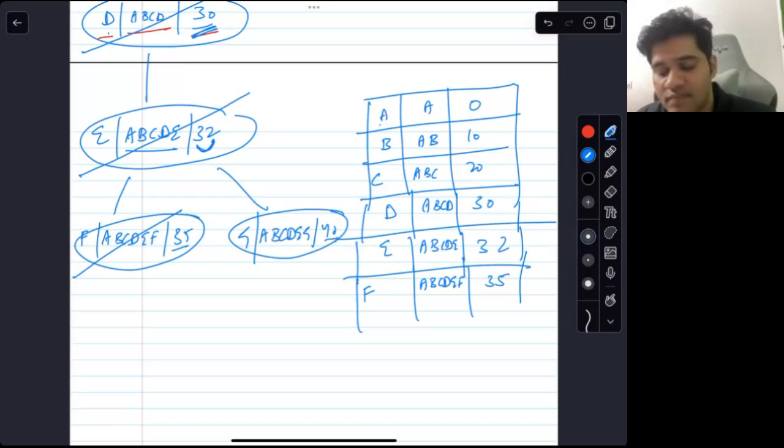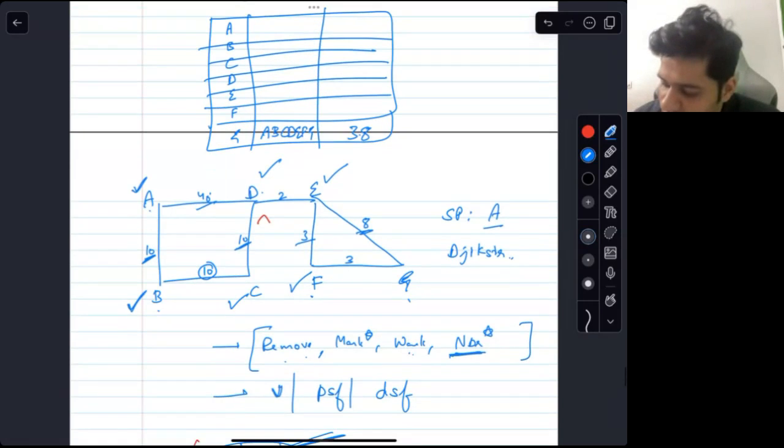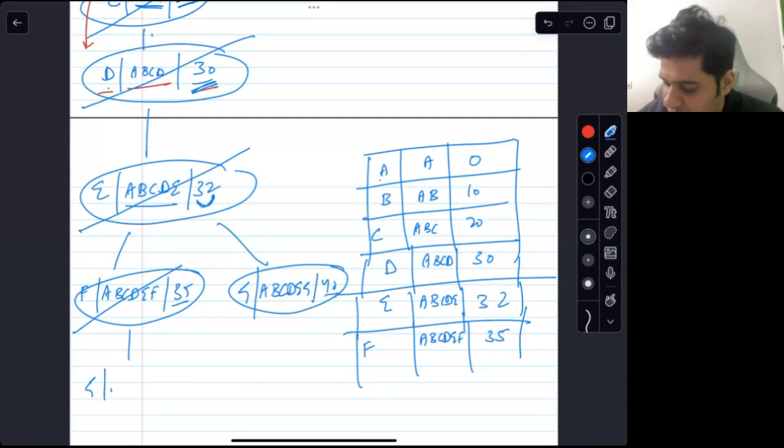F: A, B, C, D, E, F, 35. Work for F. And now neighbors of F. The neighbors of F are E and G. E is done. So G will be added with a weight of 3: G, A, B, C, D, E, F, G at 38.